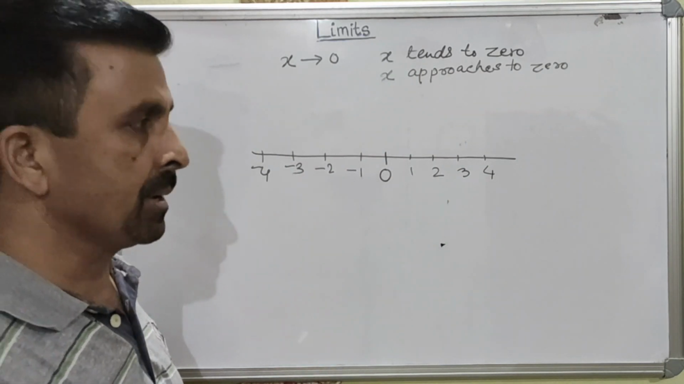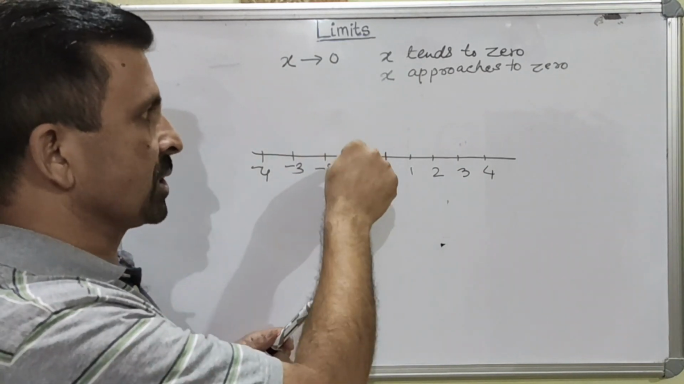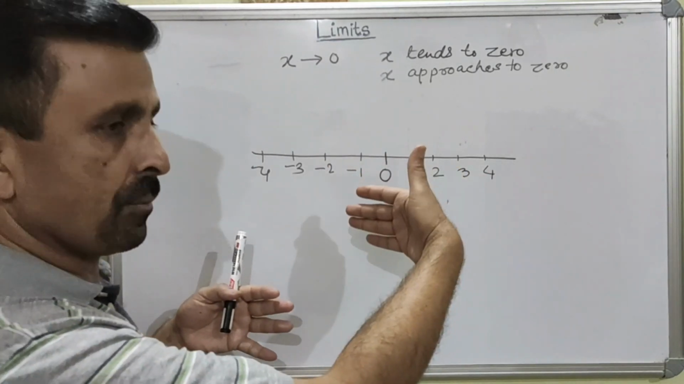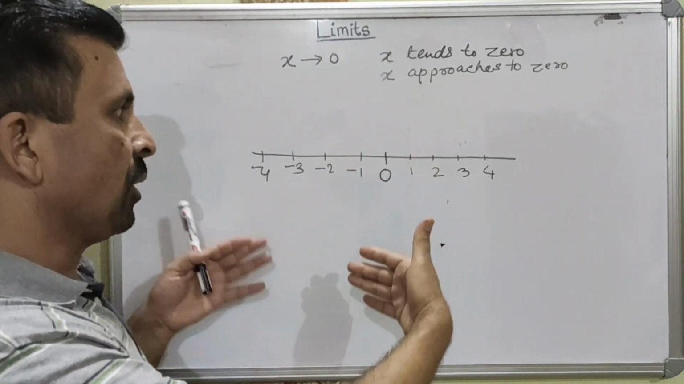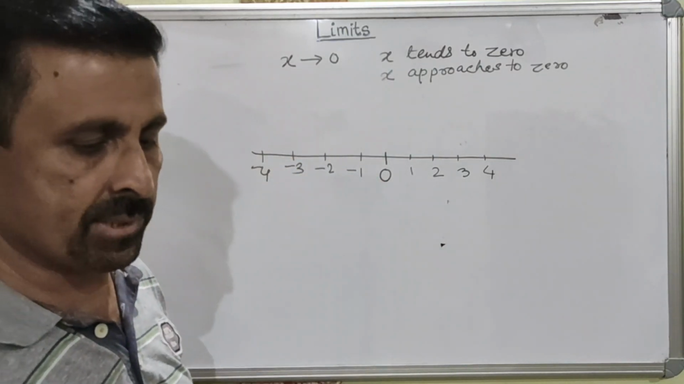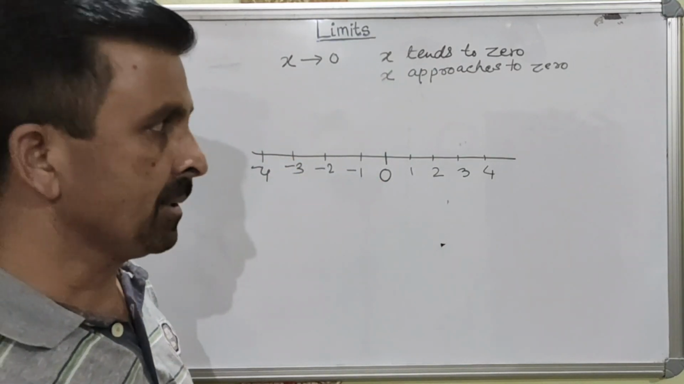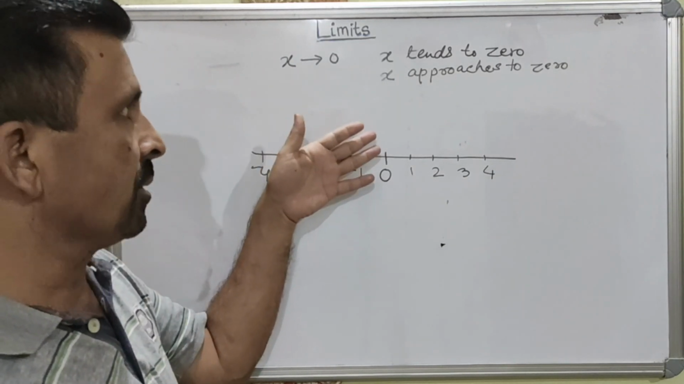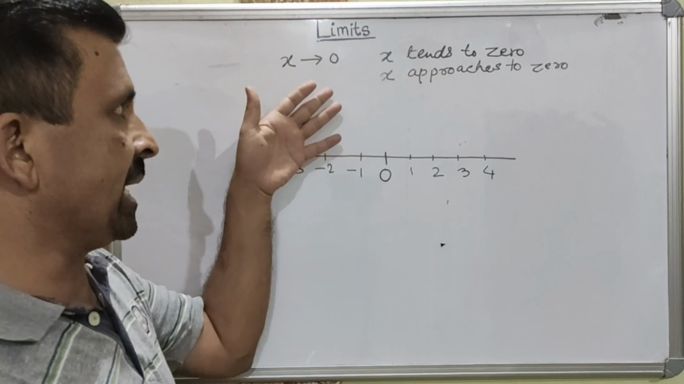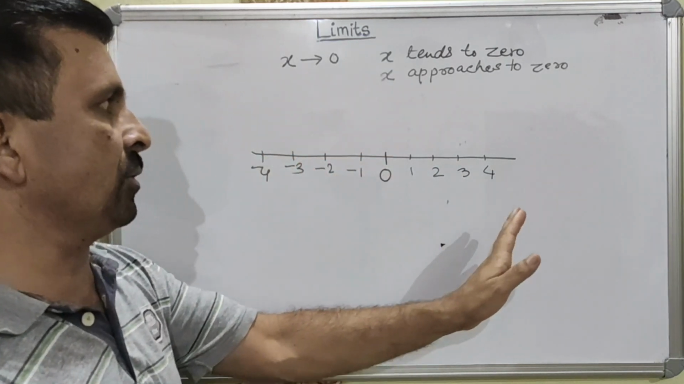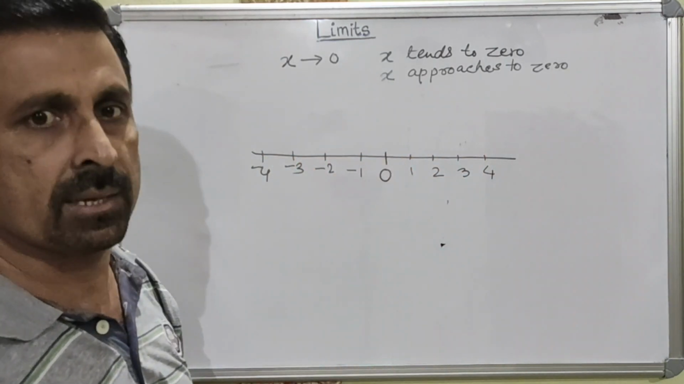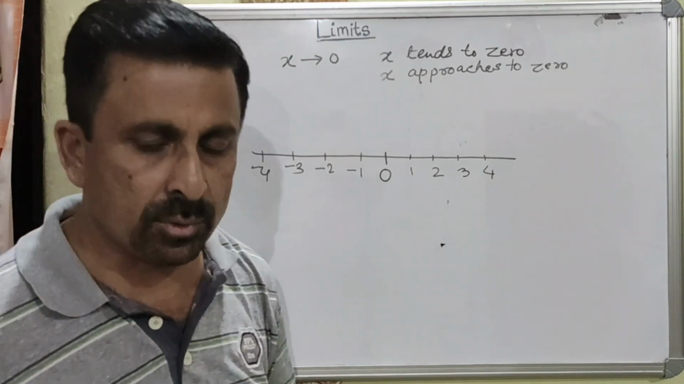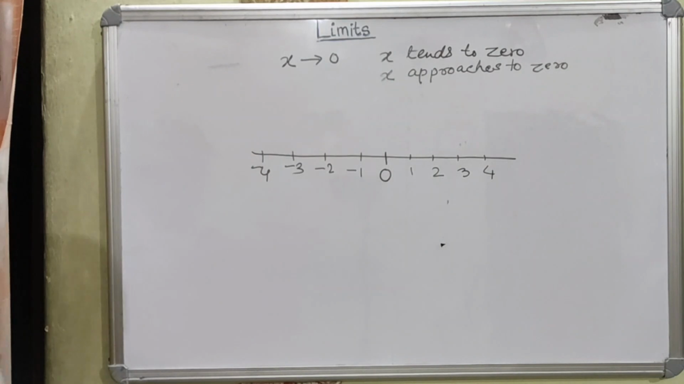Is this okay? So, to approach 0, you have two ways. You can either reach from the right side, or you can reach from the left side. When you are reaching 0 from the left side, we say it is left hand limit, and when you reach from the right side, we call this right hand limit. Now, this we will try to understand with a function.